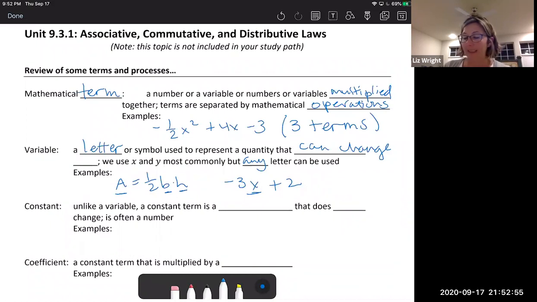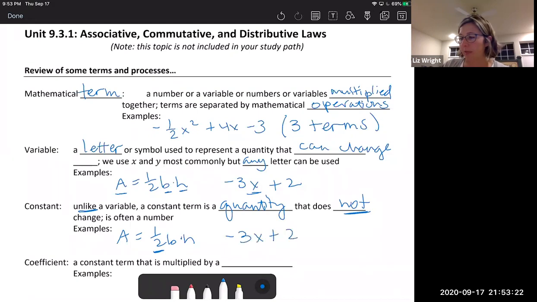A constant is unlike a variable, and a constant term is a quantity that does not change, which is why it's called a constant, right? That makes sense. So we could use the same one where area equals 1/2 base times height. You're going to have the 1/2 in there. In this one, we're going to have -3x plus 2, and you'd have the -3 and you'd have the 2. So no matter what in this expression, in this equation, that 1/2 is going to remain constant. Same thing with that -3 and 2 on the next part.